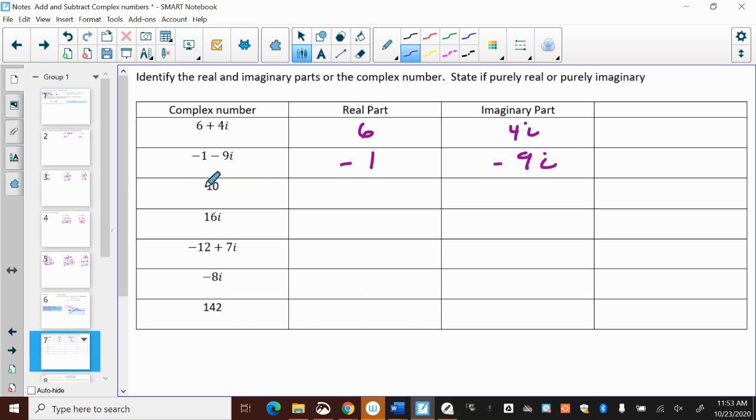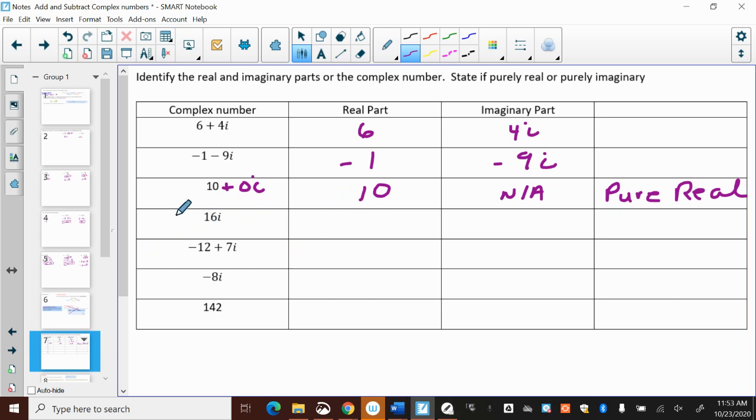When I look at this number, it's also complex. What it's really saying is plus 0i. There are no i's. So the real part is 10. There is no imaginary part, so this part just doesn't even exist, which makes this a pure real number. It has no imaginary part to it, so it's only real.